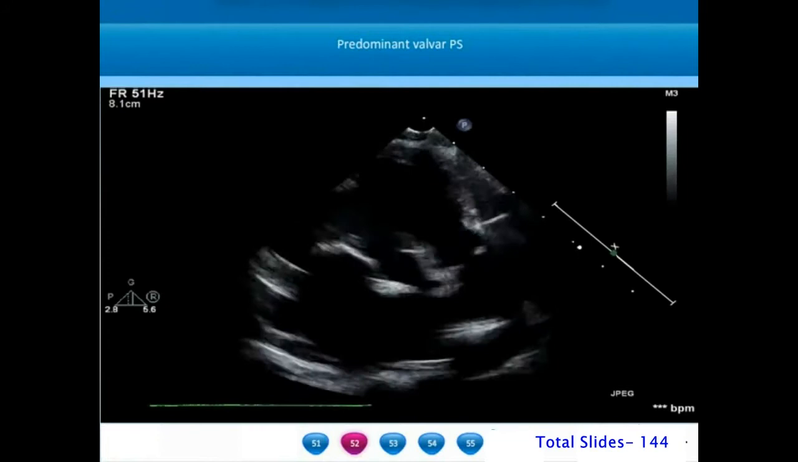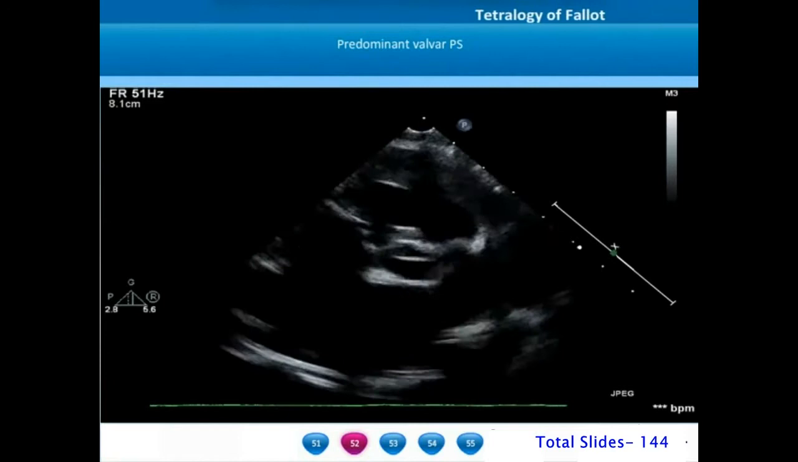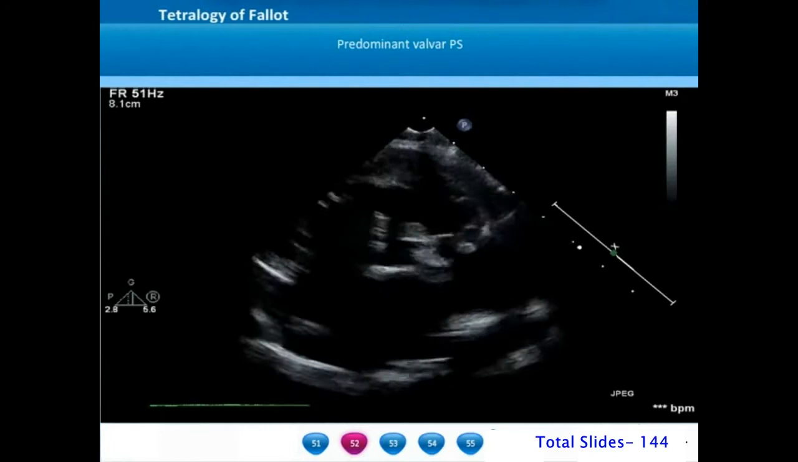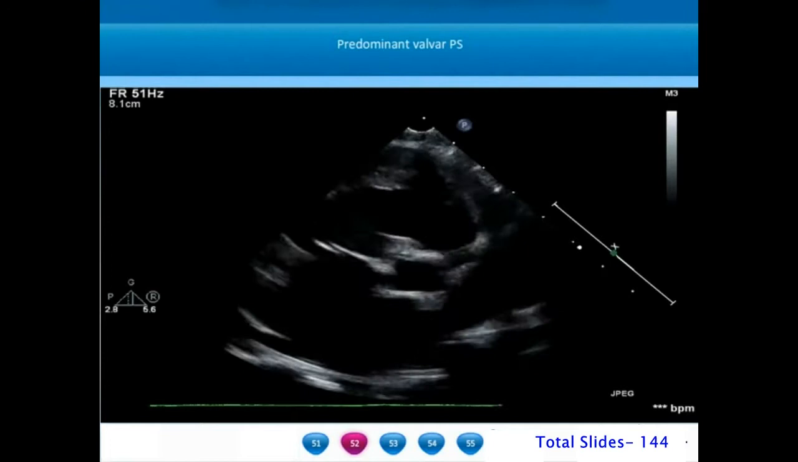It is not imperative that all the patients with tetralogy of Fallot should have an infundibular narrowing. There will be a small minority of patients who have isolated valvar pulmonary stenosis. This is a patient with a good wide open infundibulum. However, the valve is doming and there is a large malaligned ventricular septal defect.